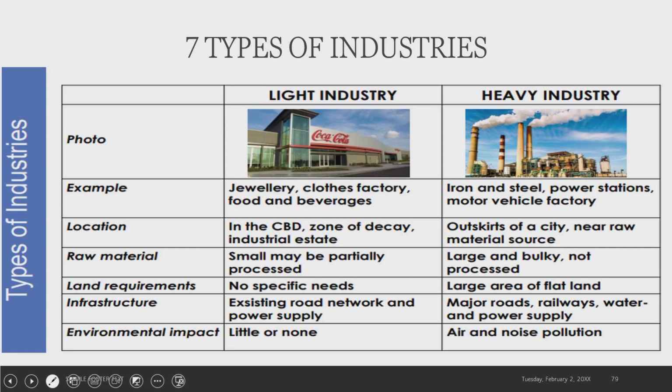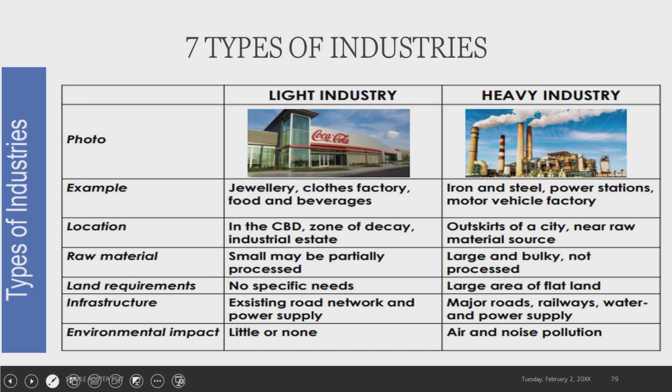Now, these are the major industries that we need to know. There are 7 of them. I'm just going to focus on these 2 first. Your light industries and your heavy industries. We already touched on them when we did our land use zones, so this should be revision for you. So for your light industry, we have your light Coca-Cola industry, and then your heavy, you can clearly see already over there, there's all of that smoke, all of that air pollution, aesthetically unpleasing to look at.